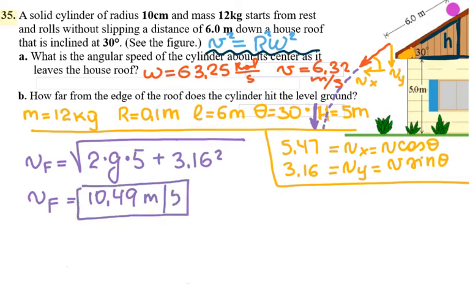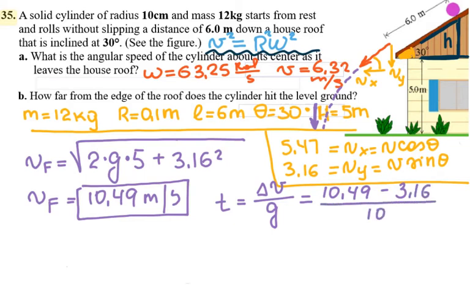And since I know this final velocity, I can find the time it takes to fall on the ground. That's going to be the change of the vertical velocity over the acceleration. If I use the acceleration formula, the final vertical velocity is 10.49, the initial vertical velocity is 3.16, and the acceleration is 10. So from here, I can find that the time it will take to fall on the ground from the edge of the roof is 0.732 seconds.